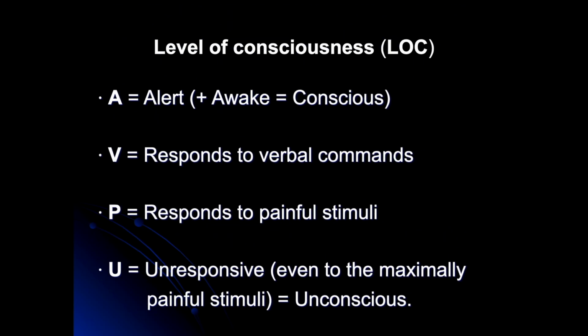A means alert, the patient is conscious. V means the patient responds to verbal commands. P means the patient responds to only painful stimuli. And U means the patient is unresponsive. So, these are the successively deteriorating levels of consciousness: drowsiness, stupor, and unconsciousness.